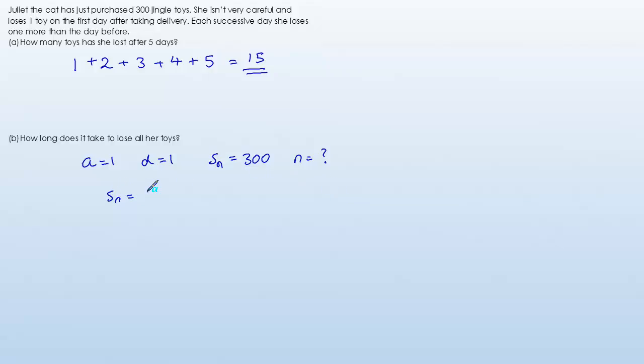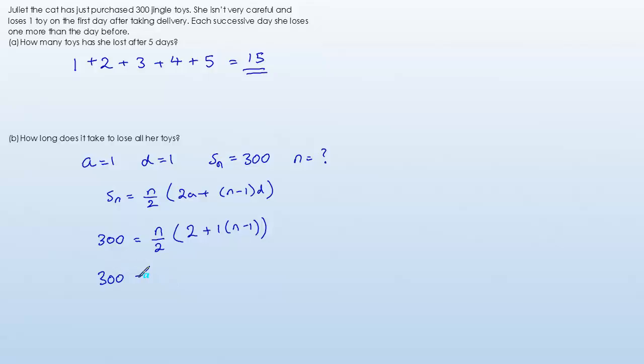So Sn is n over 2, 2a plus n minus 1 d. This version of the formula is what we want because we don't know the last term. We could work it out and use that. So Sn we know is 300. That's how many toys she has to lose. So we've got n over 2, 2 lots of 1, and we know that d is 1, so that's 1 times n minus 1.